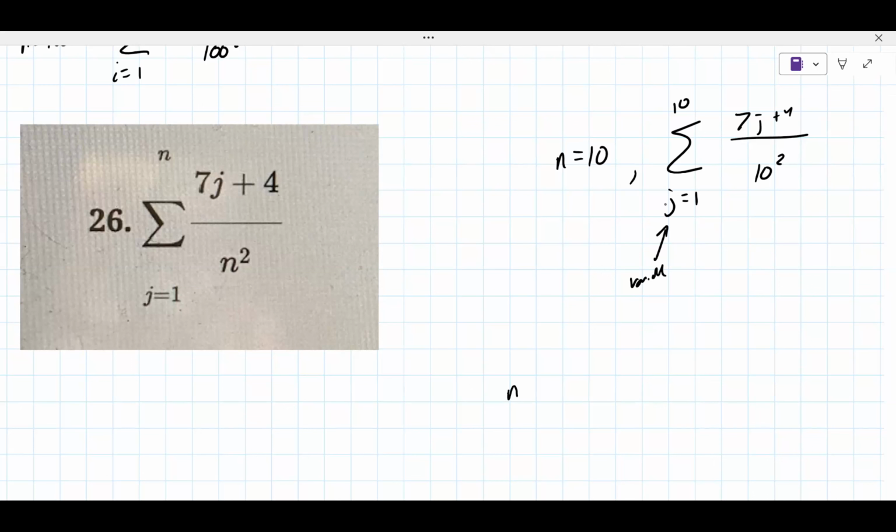And then so on. For n equals 100, it would be roughly the same: the sum from j equals 1 to 100 of (7j plus 4) over 100 squared. And you'd have to make this change each time in your calculator.